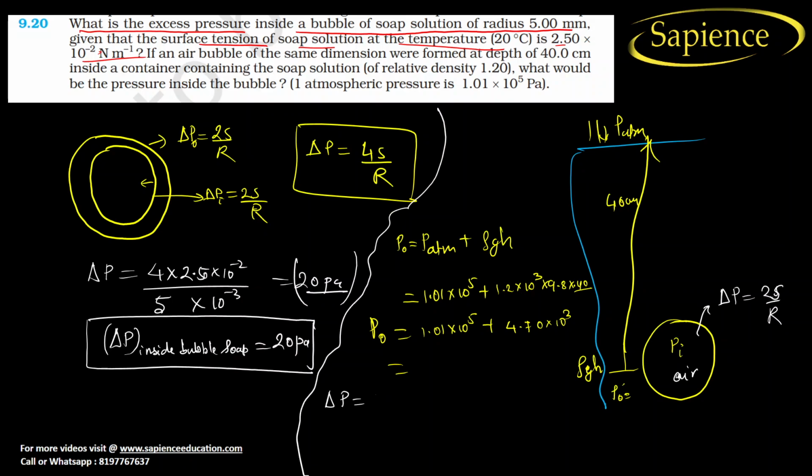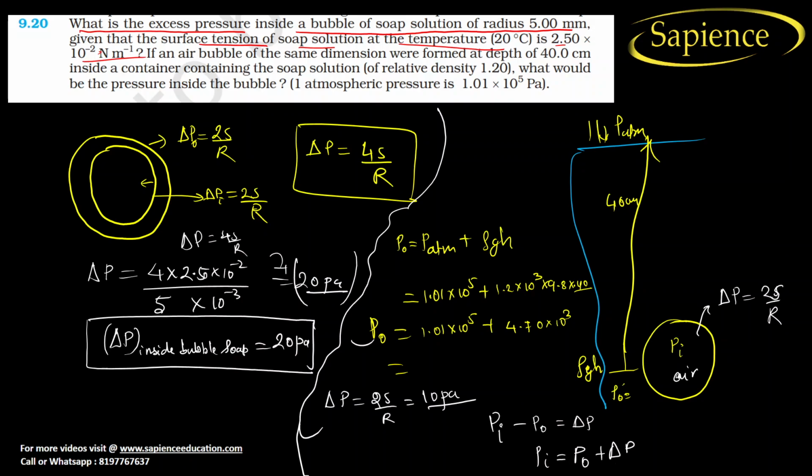So the excess pressure will be equal to 2s by r. This will be equal to 10 Pascal, because for 4s by r we have got 20 Pascal. For the same case, if it is 2s by r, it will be 10 Pascal. So we have got the excess pressure and the outside pressure. We know that the inside pressure minus the outside pressure is equal to the excess pressure. So to find the inside pressure, it will be P outside plus excess pressure.